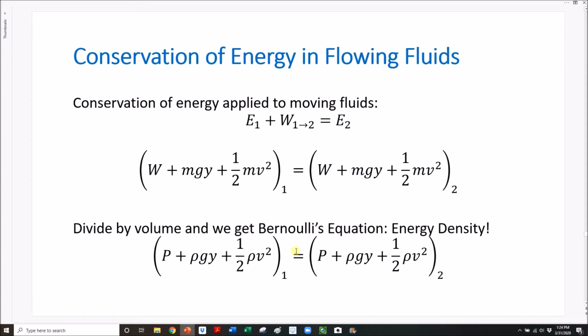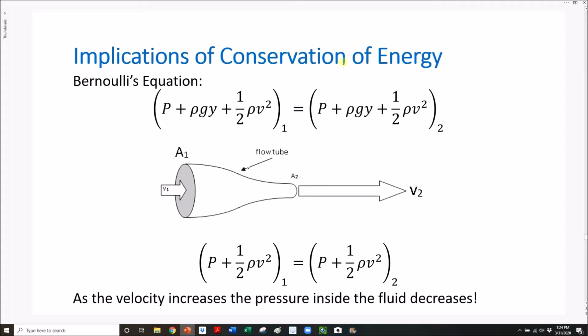All we're looking at is what's the state of the fluid on the front, what's the state of the fluid at the end, and we compare them. They should be equal. Implications of conservation of energy. So here's Bernoulli's equation again. I've drawn a flow tube here, and it's the same one I drew before for continuity. In continuity, we know that the velocity going in and the velocity coming out won't be the same if the areas are different. Smaller area, higher velocity.